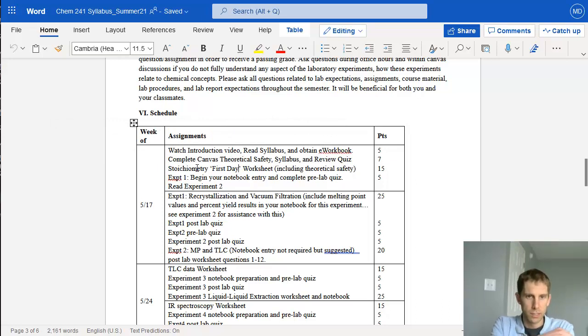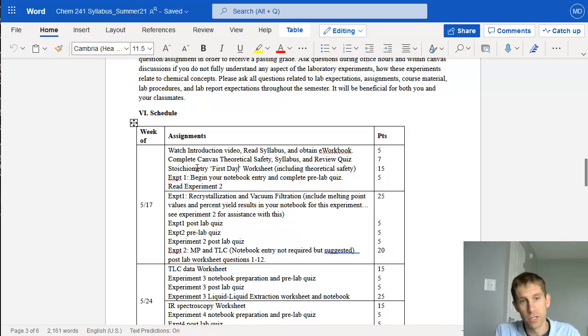Next is a worksheet. There's a stoichiometry review worksheet. This is review from Gen Chem, but just to make sure we're all at about the same starting point, go ahead and complete that as soon as possible. It's already available. If you want to jump ahead, also begin your notebook entry for experiment 1.